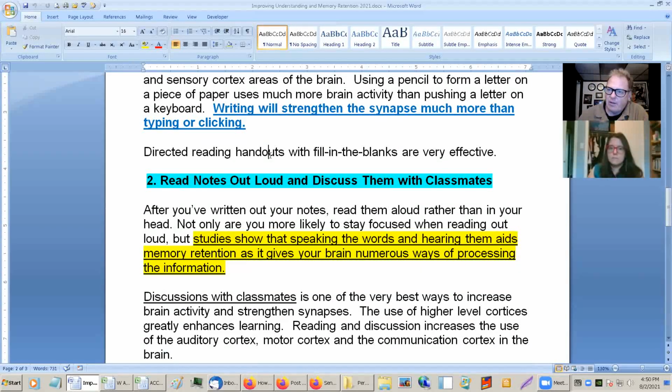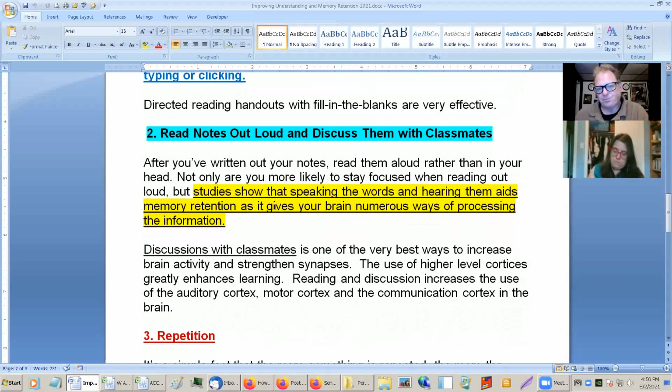Directory handouts are better than filled in ones. Interesting. Okay. I tend to do both. I do ones that are reading, and then I switch to ones you fill in, just because the ones you fill in are the ones that you learn it on.